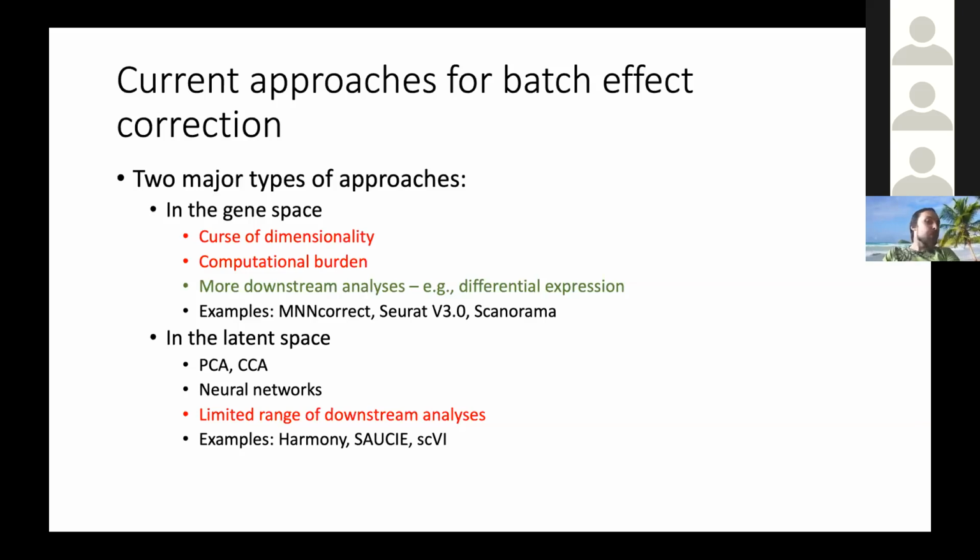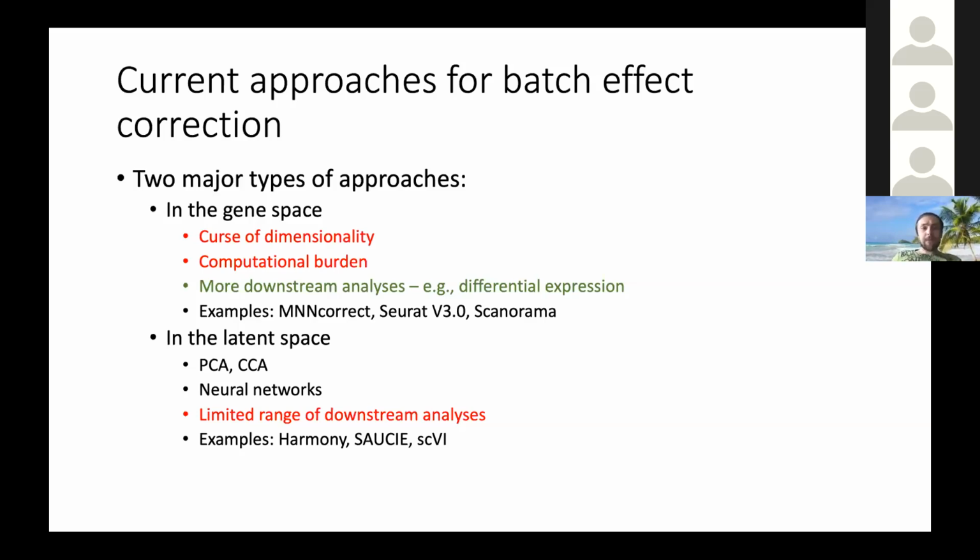And there are methods which operate in the latent space. They usually use PCA or CCA or any other, even nonlinear, embeddings. For example, scVI uses neural networks to generate latent space representations. But the problem here is that the range of downstream analysis is limited, since we cannot use the batch corrected expression values in, let's say, differential expression analysis.